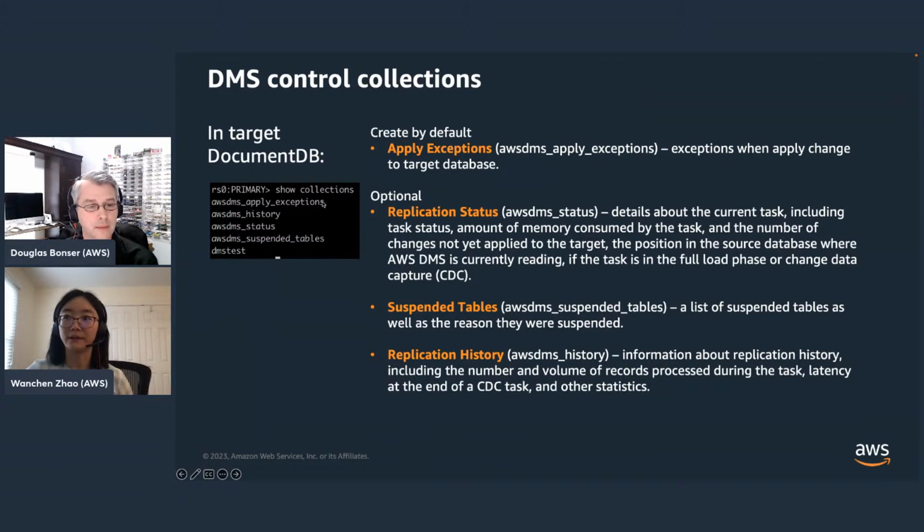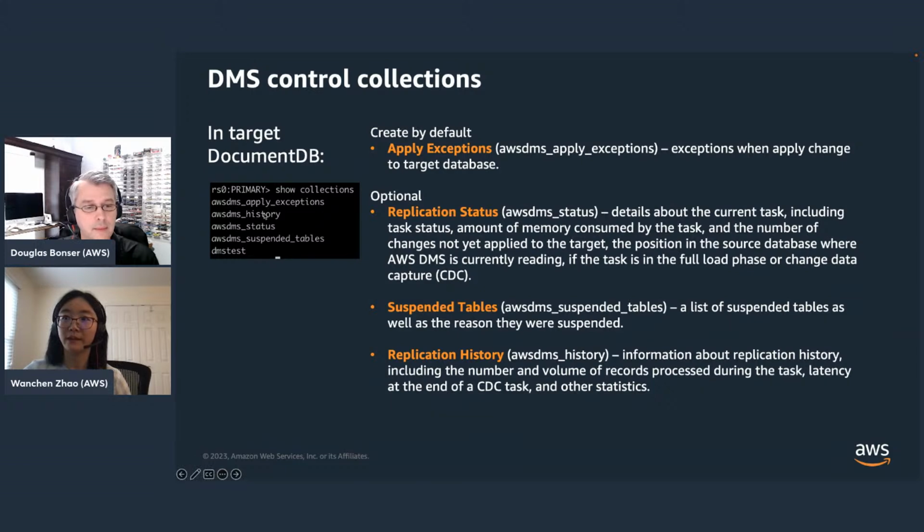So the first one is the apply exception. This is mainly recording the failed statements being executed in my target. So mainly speaking, you will definitely need to keep an eye on this collection to see exactly the failed query that has been executed in my target. This has been very helpful to see the timestamp and the exact statement and the exact error it failed at from this particular collection. It is being created by default. You don't have the option to turn it off because it's too important.